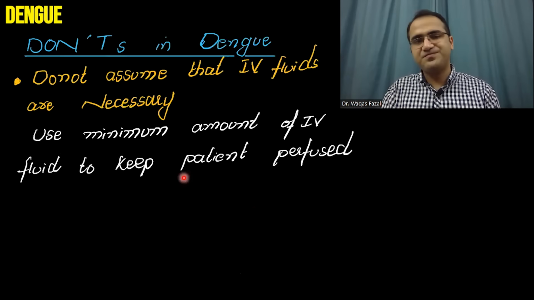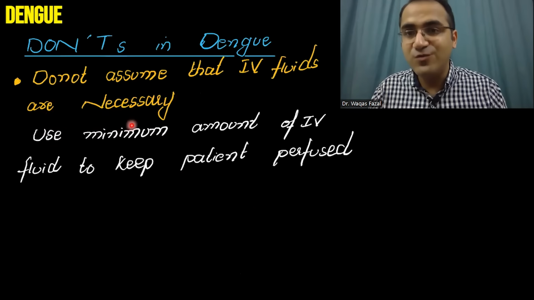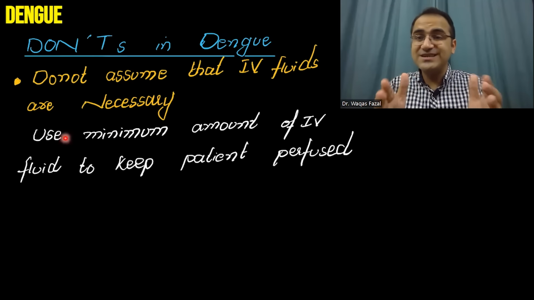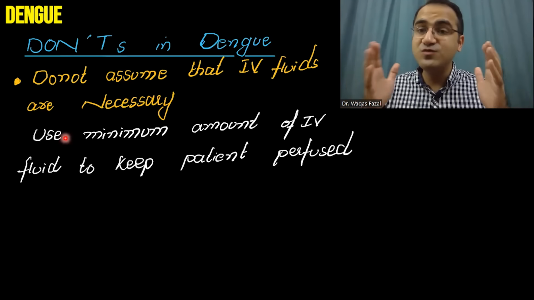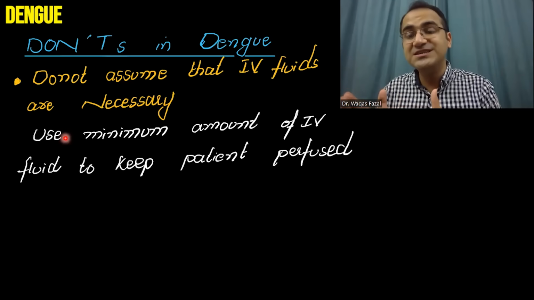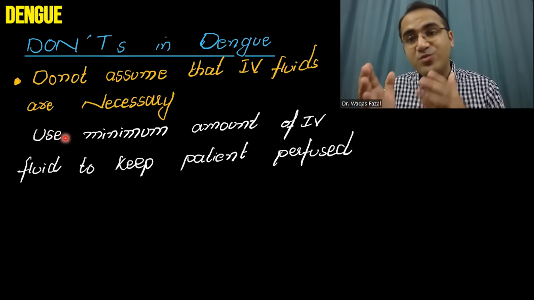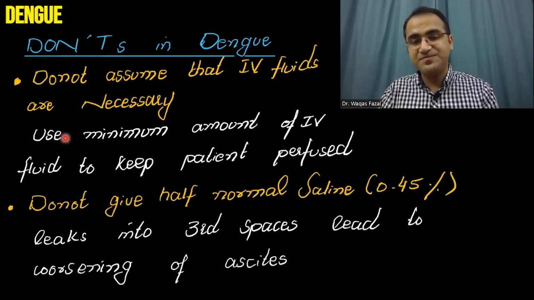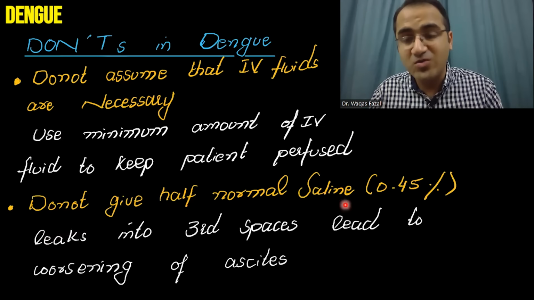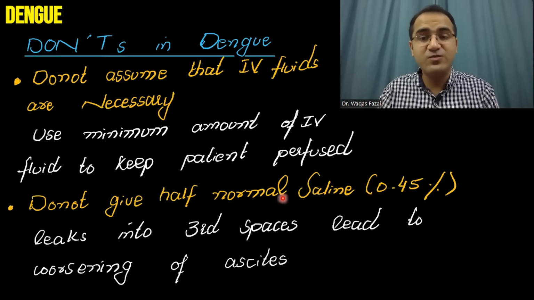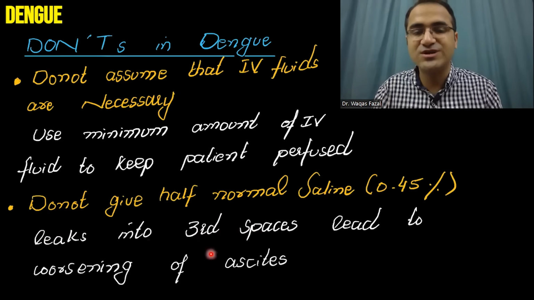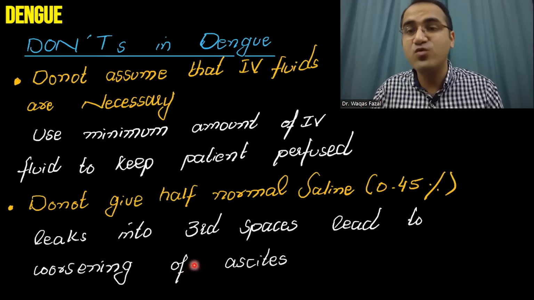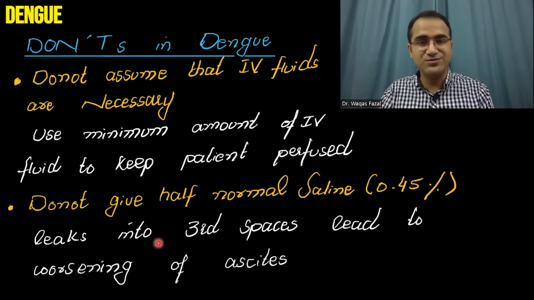severe bleeding. Do not assume that IV fluids are necessary. Remember, in this condition, there is capillary leakage into the third space, and giving so much fluid when the patient does not need it leads to fluid overload, pleural effusion, and ascites. Do not give half normal saline. 0.45% normal saline should never be given to a dengue patient because it leaks into the third space, resulting in fluid leakage, ascites, and pleural effusion.